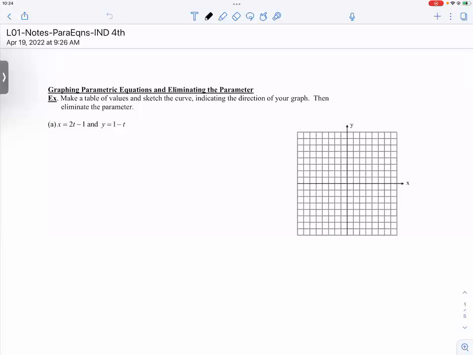So to introduce parameter, let me tell you what I thought about parameter first. When I first learned about parameter, I didn't know that it was different than the word perimeter. So if you think that they're the same, well, they're not.